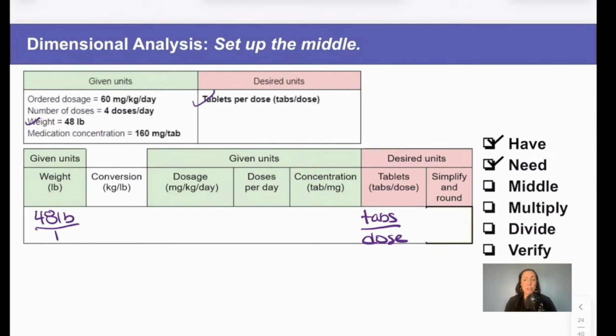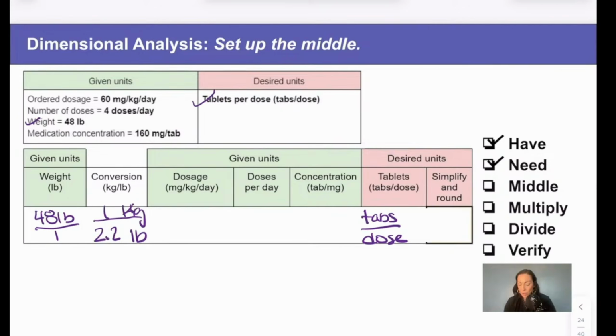And then what's our conversion here? How many pounds are in 1 kilogram? Perfect, 2.2. And remember that we are going to put our kilograms on top and our pounds on the bottom because we need our pounds to cross off there. So 1 kilogram to 2.2 for our pounds. And then we can plug everything else in as well.